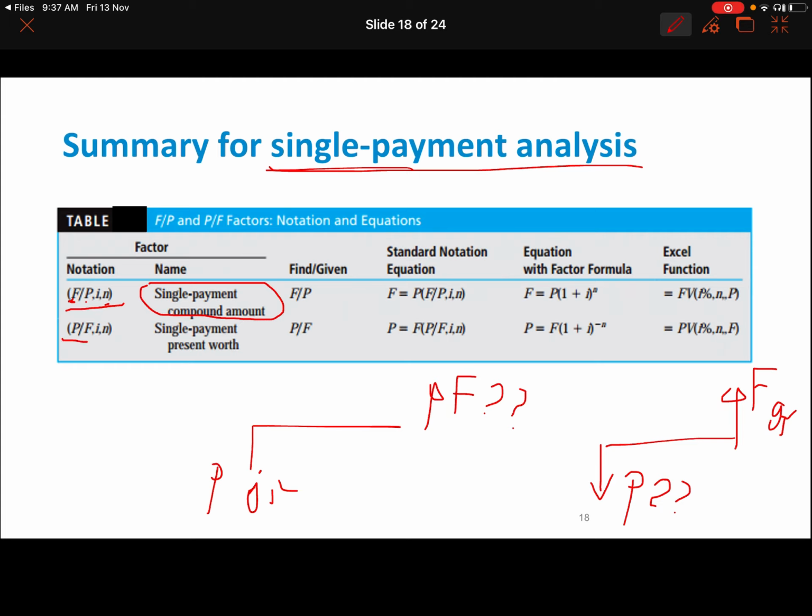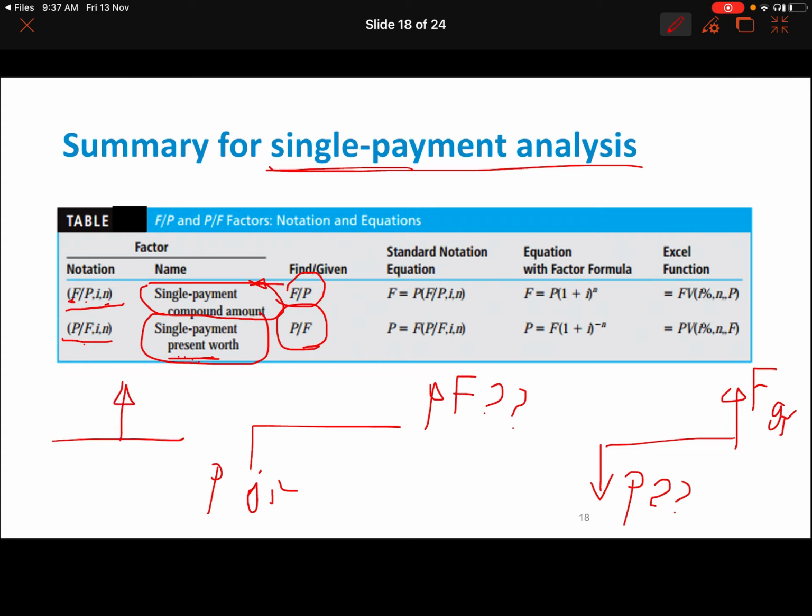If I need present from future, I need the single payment present worth, so I need to change the single payment from future to present. I use the factor F given P if I need future from present. I use the factor P given F if I need present from future. Let's say something like this.